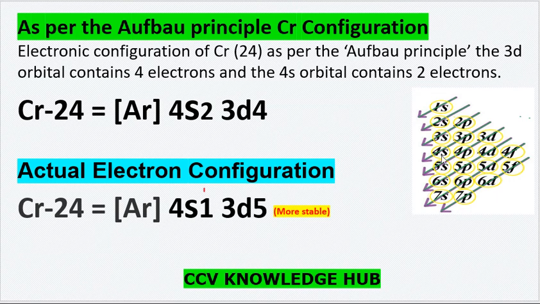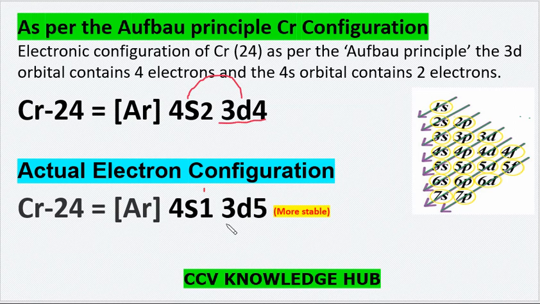So this is the Aufbau diagram. But here it is the violation of Aufbau principle. So if you see the actual electronic configuration of chromium, it is argon 18, 4s1, 3d5. So what is happening here? One electron from 4s is moving to the 3d orbital to get the stability.